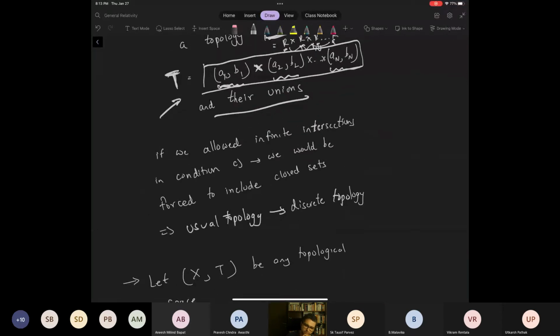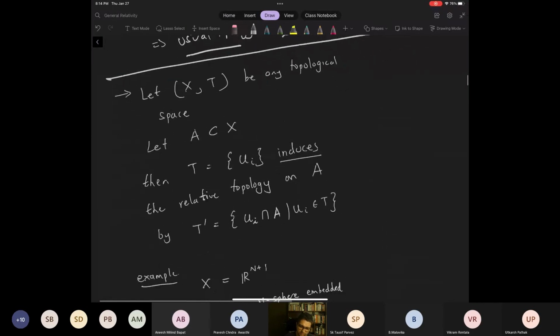Yeah, so this is what I was saying. If we demanded infinite intersections in condition C, that those infinite intersections should also belong to T, then you would be forced to include closed sets or discrete points, and your usual topology would just become the discrete topology, which is less interesting. The usual topology has some structure to it, which is not just either the trivial topology or the full discrete topology, but really it satisfies some conditions of this topological space by itself.